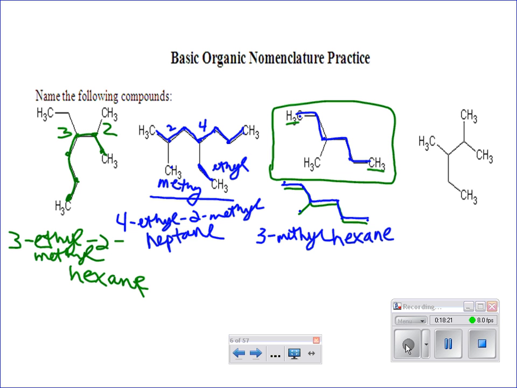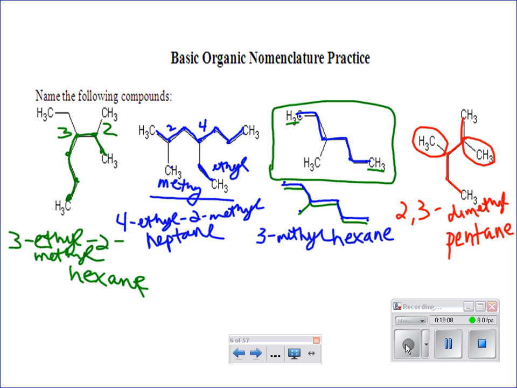Okay, let's look at this next one because it's going to address another issue. What's our longest chain? 1, 2, 3, 4, 5 looks longest. So what's it called? Pentane. All right. What do I have hanging off of it? A methyl and a methyl, on carbons 2 and 3. I don't say 2-methyl, 3-methyl. There was that rule that said when you have the same functional group, you use di, tri, etc. So I say 2,3-dimethylpentane.